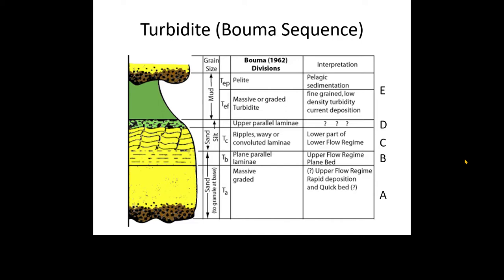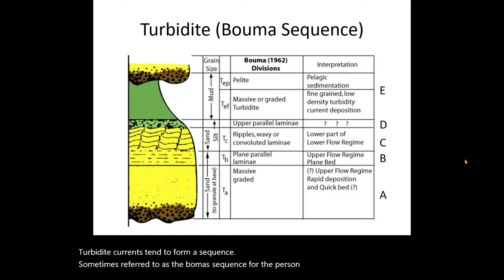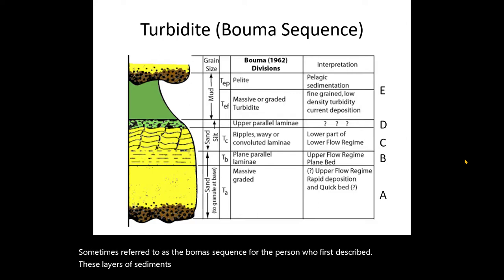So once all of that turbulent flow stops moving and the sediments begin to settle out, turbidity currents tend to form a sequence, sometimes referred to as the Bouma sequence, for the person who first described these layers of sediments that are found next to one another. The Bouma sequence is described by 5 particular facies.